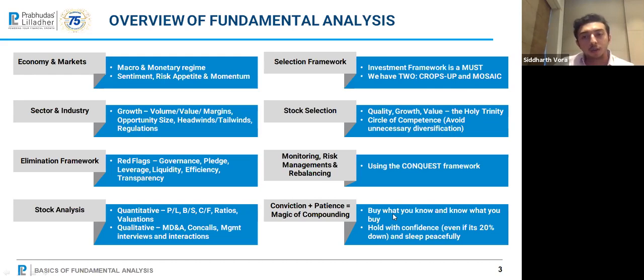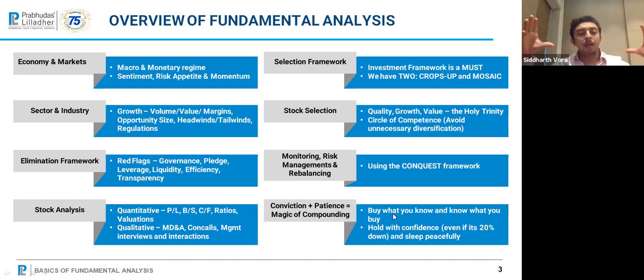I've done a lot of research on different global investors from Warren Buffett, Peter Lynch, Phil Fisher, etc., to then arrive at my own framework of investing in Indian equities. I'm going to take you through Crops Up and MOSAIC in the next few slides. Finally, in stock selection, three factors are critical. We call it the holy trinity: quality, growth, and value.